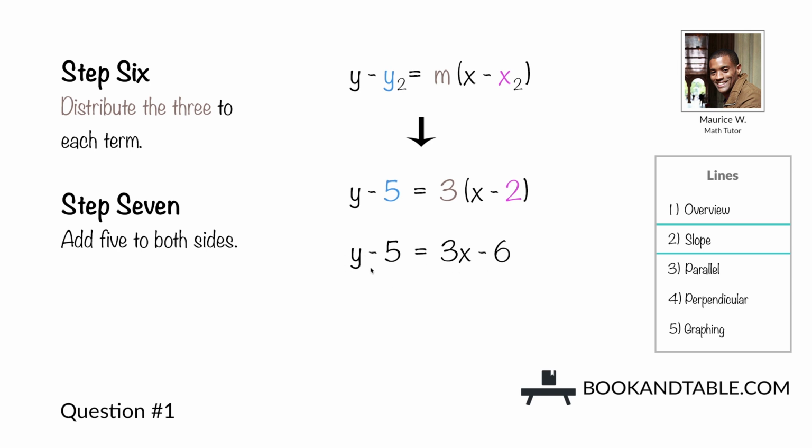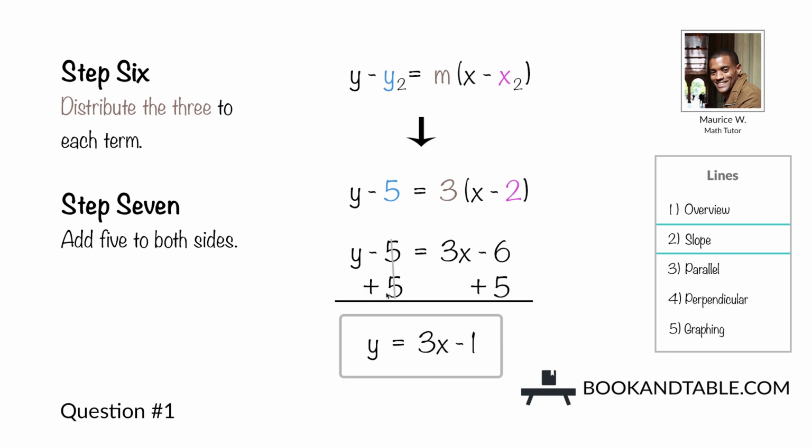We want to isolate y on the left side of our equation. So we'll add 5 to get rid of this negative 5. That leaves you with y is equal to 3x minus 6 plus 5, which is minus 1. So again, we wind up with the same equation when we use the second point. y is equal to 3x minus 1.